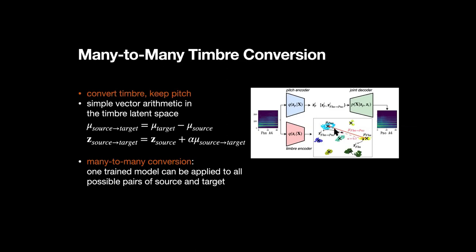The conversion vector here is calculated by subtracting the source instrument, which is French horn, from the target instrument, which is piano. So we obtain such a conversion vector and then travel from source to target, using alpha as the multiplier to control the traveling amount. For example, if we set alpha equal to 0.5, this can render a sound sample that has the intermediate timbre between piano and French horn. Furthermore, this model is capable of many-to-many timbre conversion, meaning that we don't need to train different models for different conversion pairs. After training, we can just use this single model to do all possible combinations of source and target pairs.